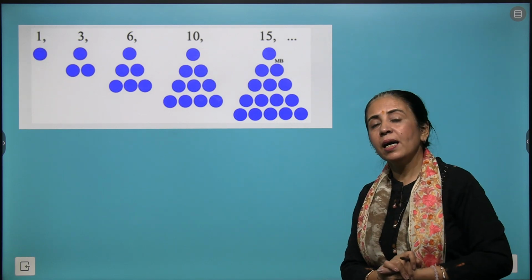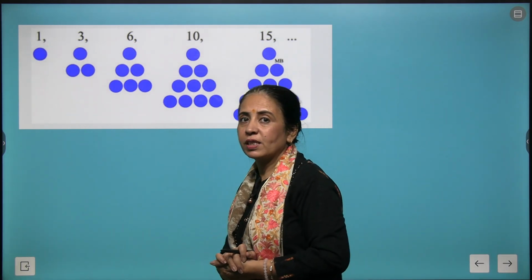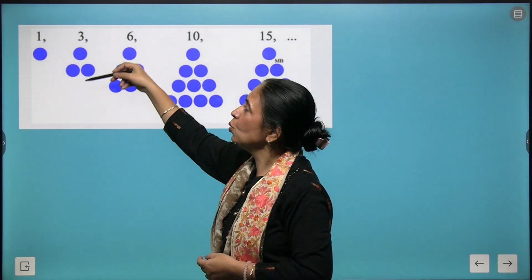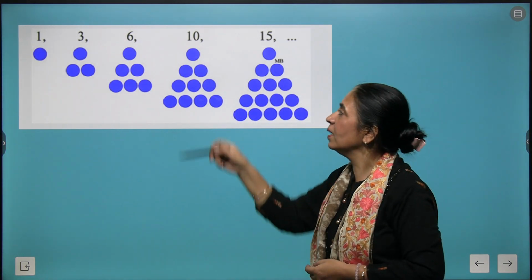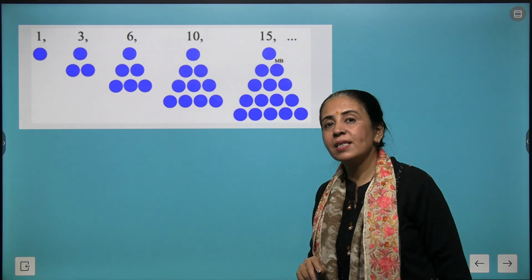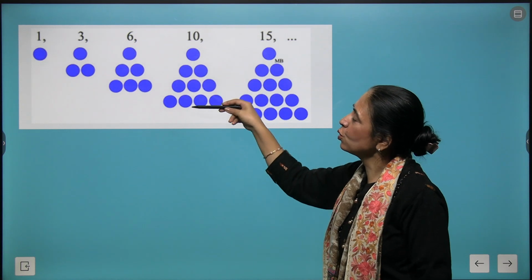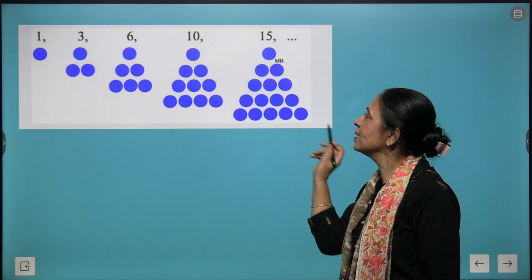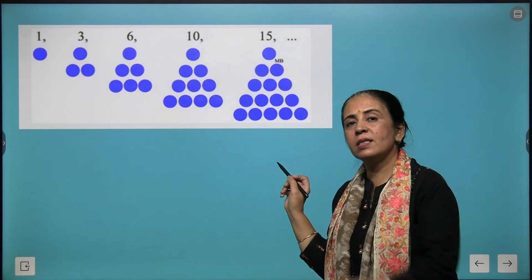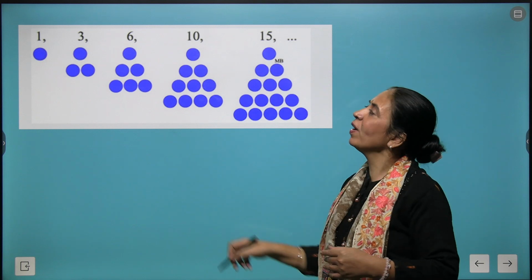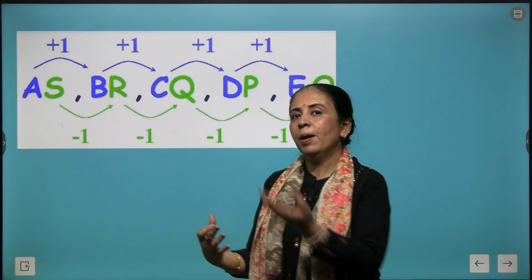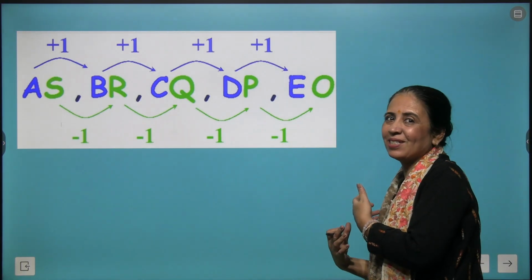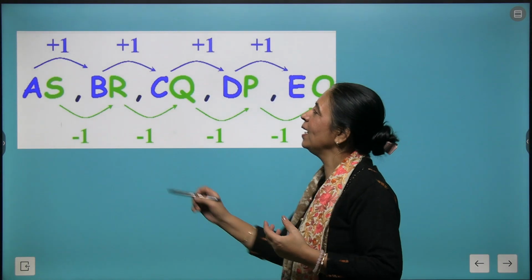And what do you see here? These are the patterns of circles. So first time we got 1, then we got 2 rows with 3 circles, then 3 rows with 6 circles, then 4 rows of circles, that makes 10, and it keeps on increasing the number of circles in every row. So very interesting observation.